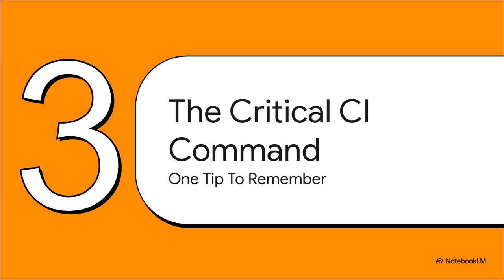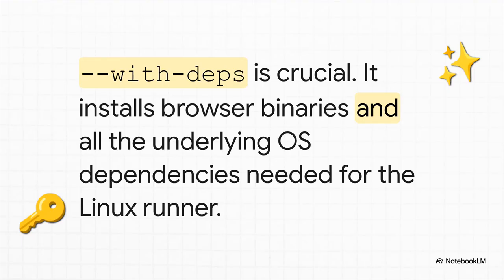Okay, I really need you to focus on this next part because this is it. This is the rookie mistake that trips up, I'm not kidding, like 90% of engineers the first time they try to set this up. Seriously, this one little tip is the absolute key to making it all work. This command, right here, this is the secret sauce: npx playwright install --with-deps. So why is that --with-deps flag so incredibly important? Well, because that GitHub runner, it's just a bare-bones Linux machine.